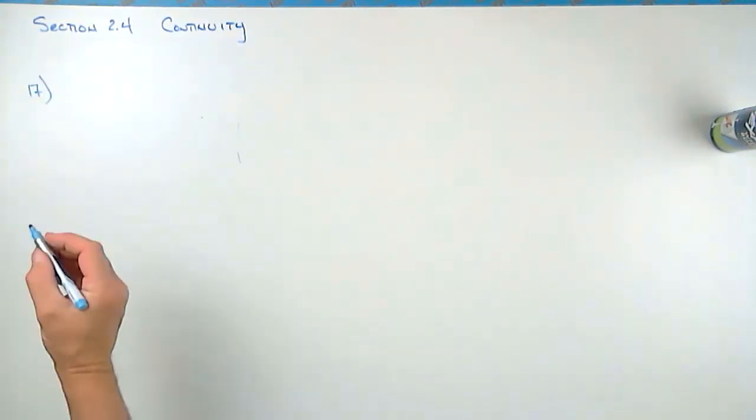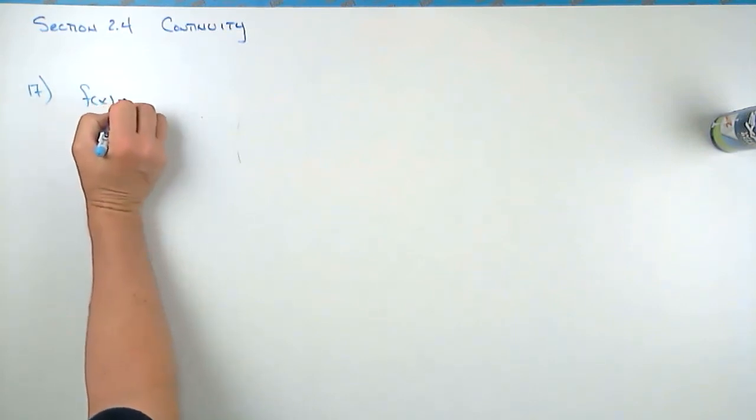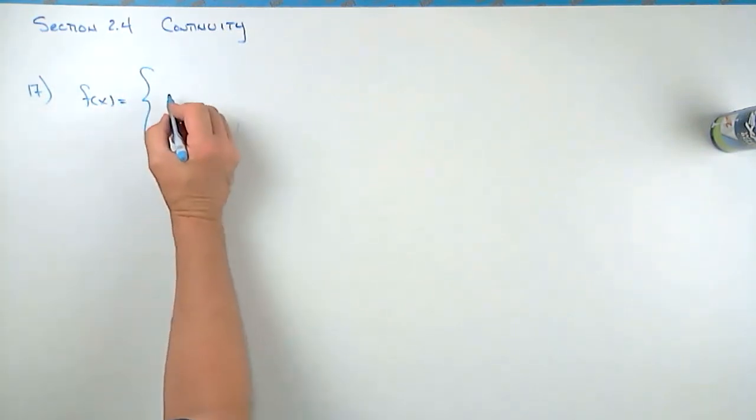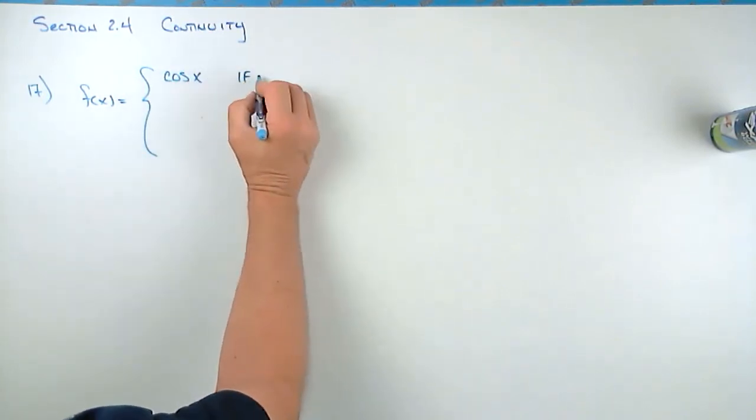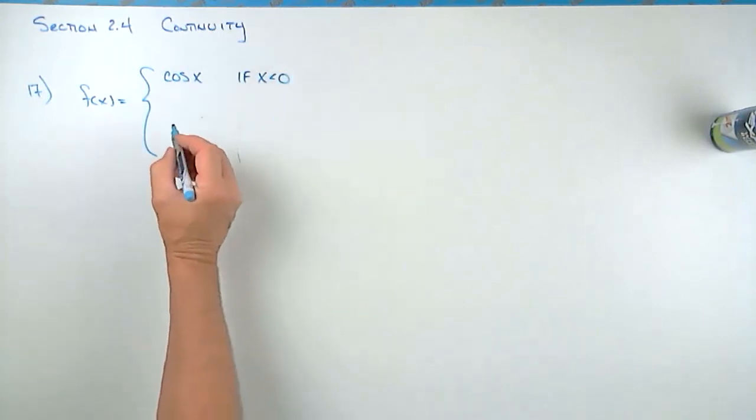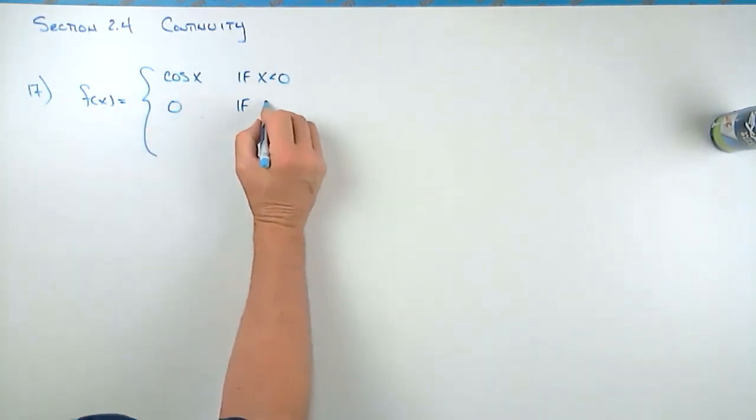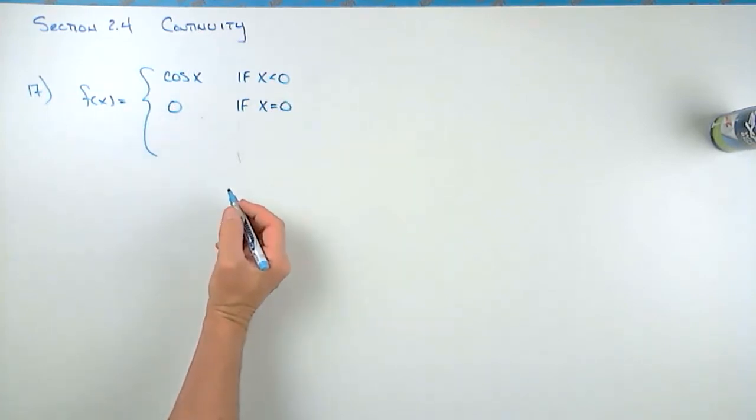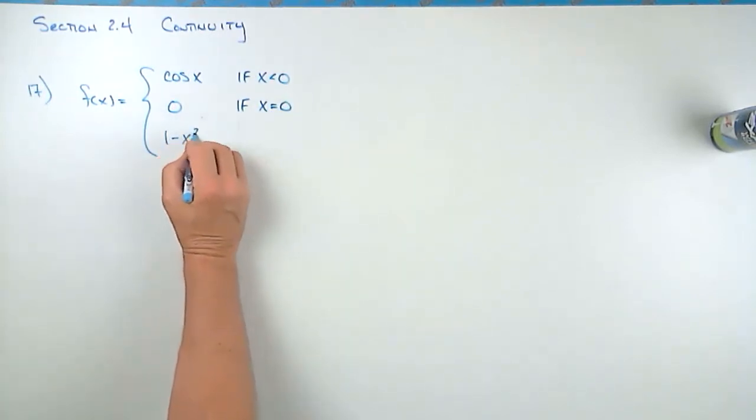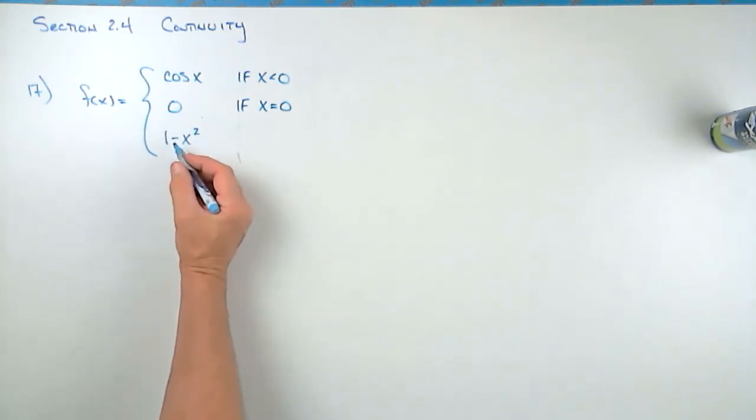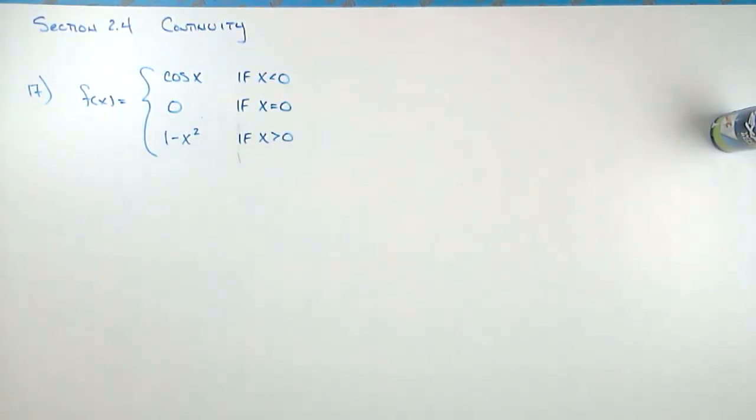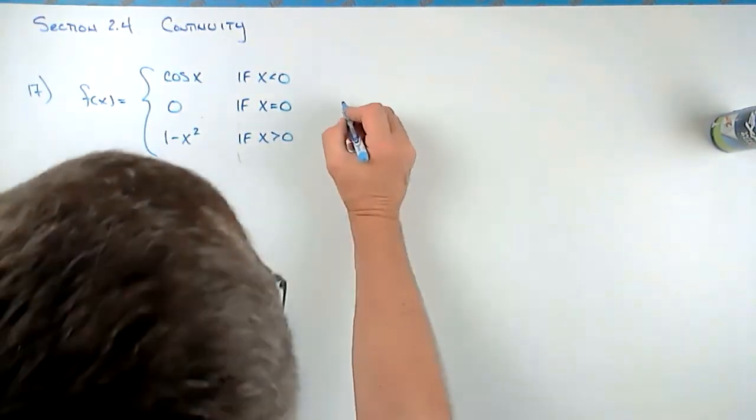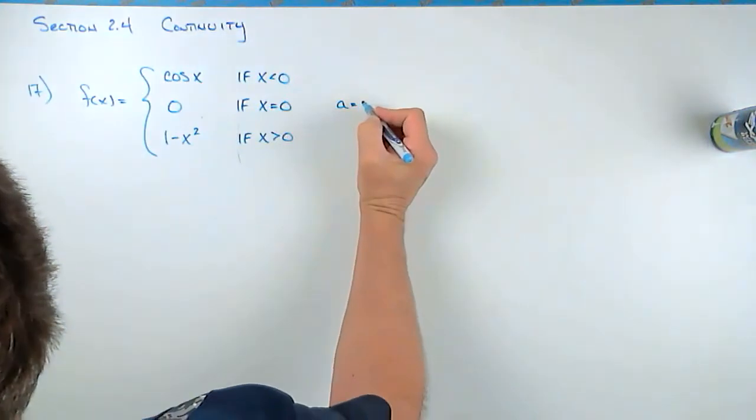17 gives us a function, and it's a piecewise defined function. It says f of x equals, we have 3 pieces here. We have cosine of x if x is less than 0. We have 0 if x equals 0. And we have 1 minus x squared, that's a parabola that opens down, if x is greater than 0. And it says, explain why the function is discontinuous at the given number a. Here, our a is 0.